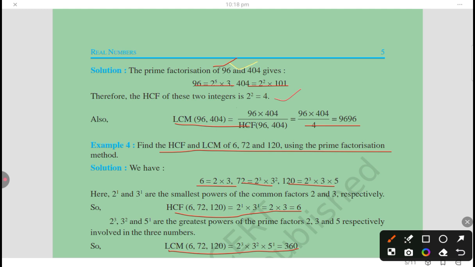So you have found the HCF, and you have the two numbers. By the HCF-LCM formula, you can get the LCM. LCM multiplied by HCF equals the product of the two numbers, let us say A and B. You know the two numbers and you know the HCF, so you can find the LCM.